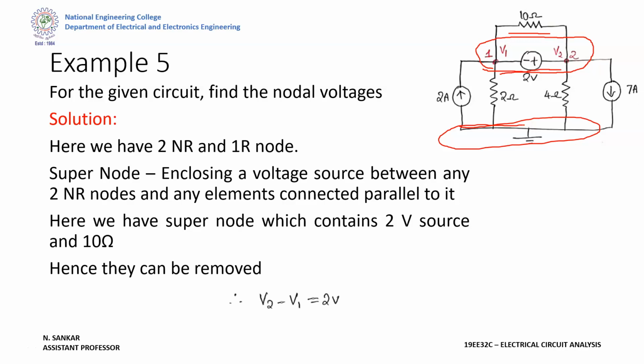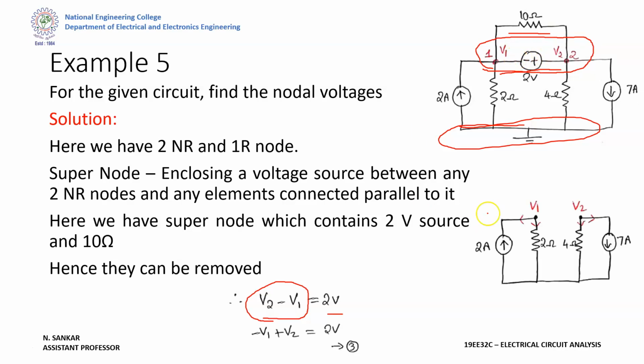So our aim was just to remove the super node. If you remove the super node, the voltage will be V2 minus V1 is equal to 2 volt, because this is the value of the voltage source. We have taken V2 minus V1 based on the polarity of your voltage source. Here they are given minus plus. If it is plus minus, the answer will be V1 minus V2. Now redraw the circuit like this. We have removed the super node, that is the 10 ohm and 2 volt.